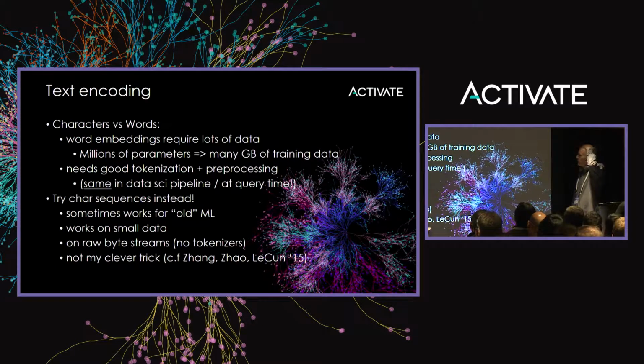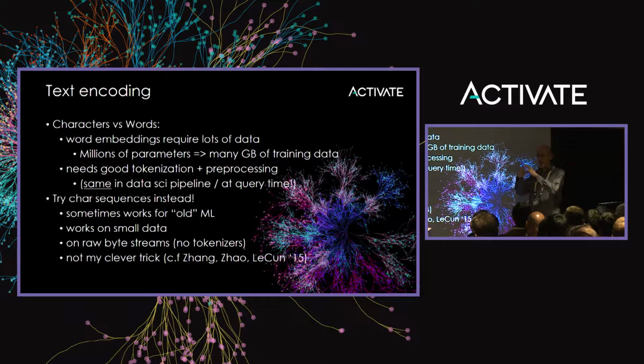So first off, let's think about text encoding. Characters versus words. Word embeddings. If you're going to train them from scratch, it requires, as I said before, millions of parameters, thus maybe many gigabytes of training data. It's kind of semi-unsupervised in the sense that you're just training on the text. So you can usually find many gigabytes of training data for your domain. Not too bad. But it also needs good tokenization and pre-processing. That's going to have to be the same in your data science pipeline, Python, as at your query time, Java, C, something else. This is a really easy way to mess things up.